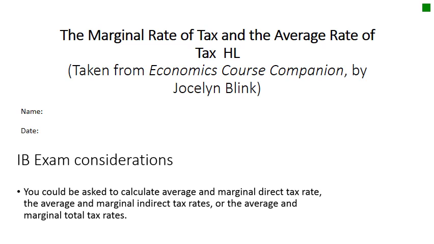You could be asked to calculate the average and marginal indirect tax rate, which is tax on goods and services, or the average and marginal total tax rates, where we're going to combine both income tax and sales tax together. In this slide, we're going to look at only calculating the direct tax rate. On the homework assignment, you'll be asked to calculate both and also the combined. But the homework assignment will be very straightforward. This will really tell you of the most complicated things you need to know.